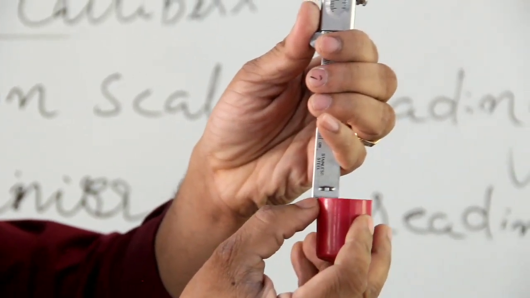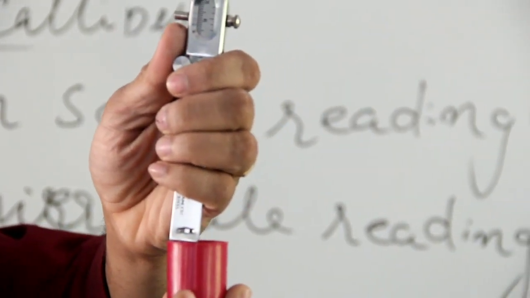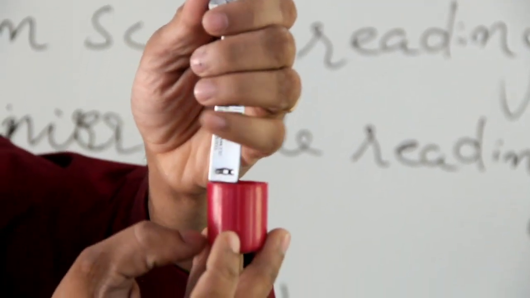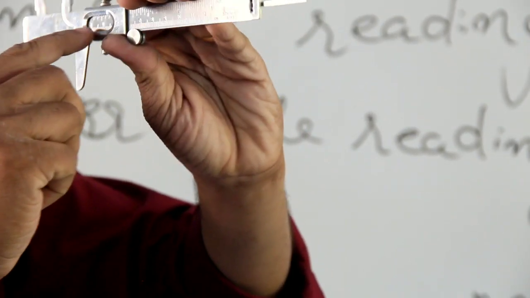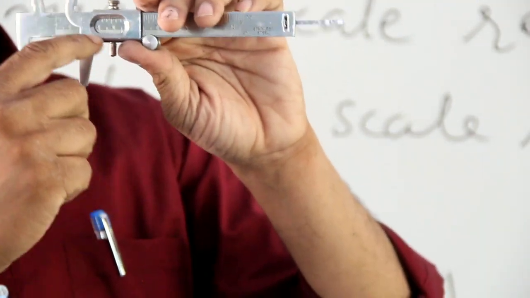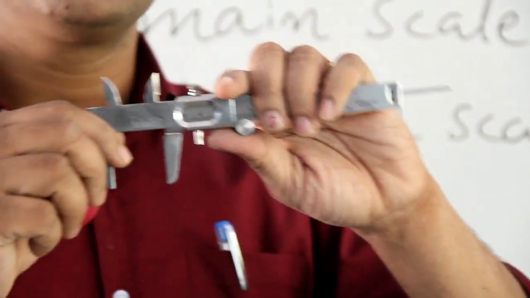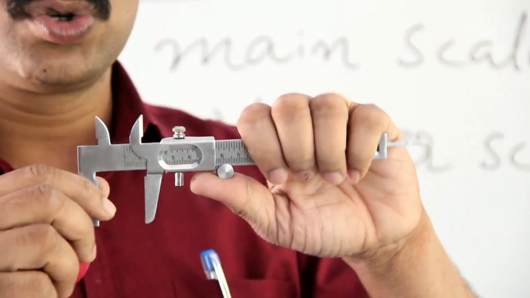The bottom of the vernier scale and the spring should touch the bottom part of the beaker. Then the same readings should be taken, the main scale reading as well as the vernier scale reading. So I think you have all understood this topic.